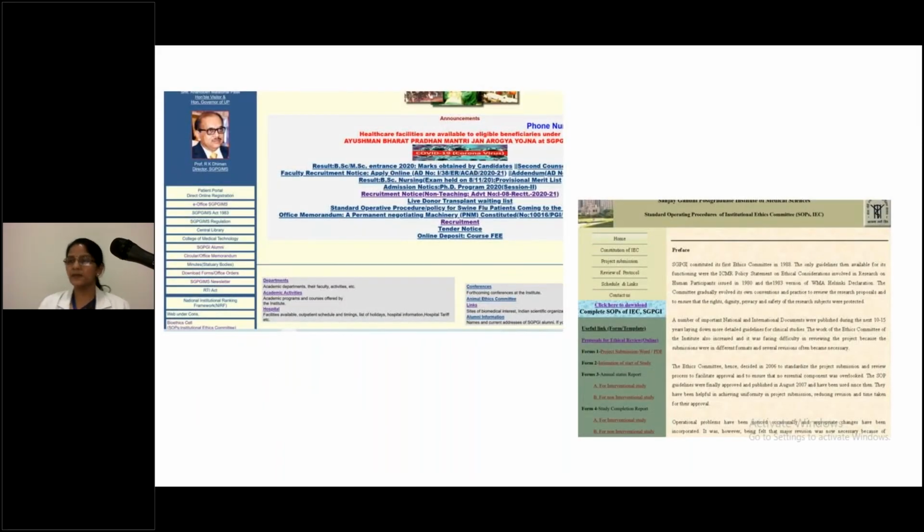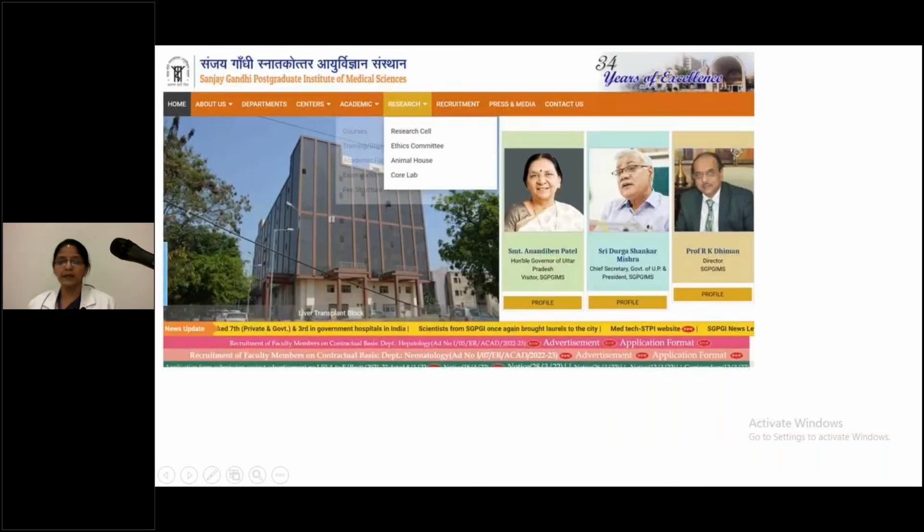So this is the website. This was an old website where we had something here which is still working, but this is where we had the bioethics cell hyperlink. Now we have a new website, and if you go to the research, there is a tab, that is the research tab. If you pull it out, you will see there is a tab for ethics committee.